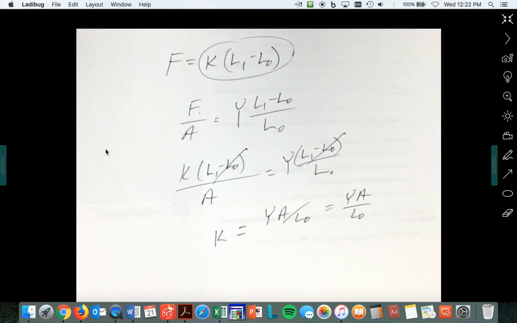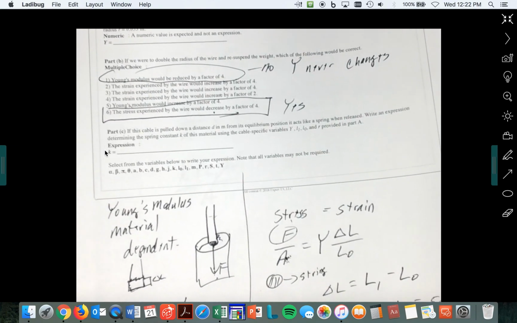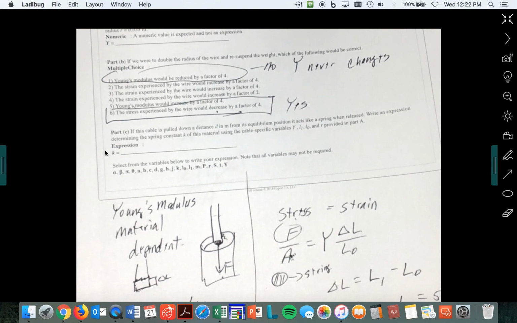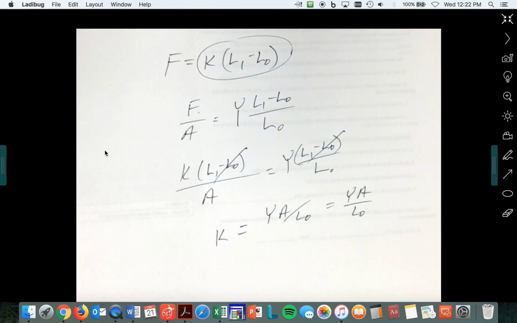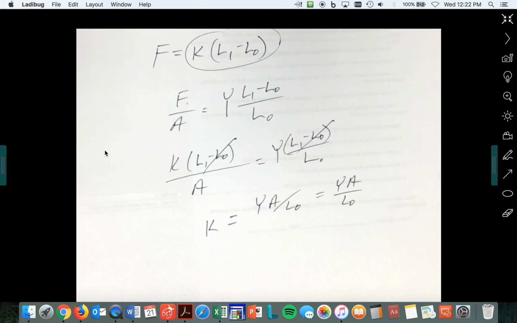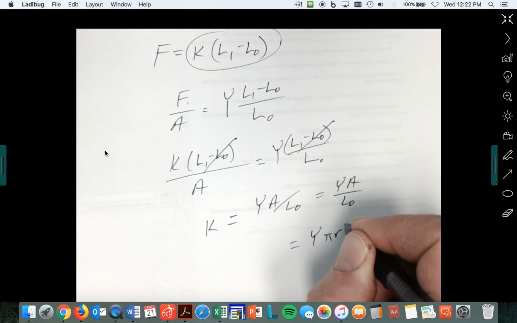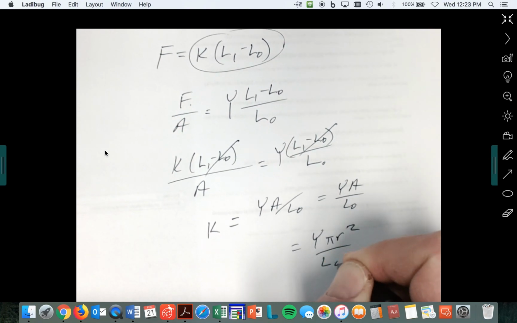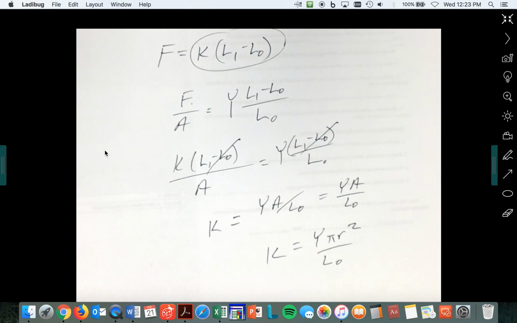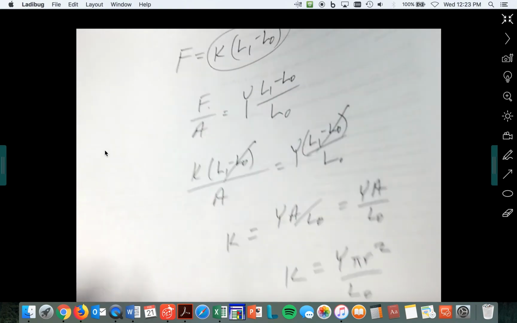Did they allow for us to use the variable A? No, they did not. So you've got to do this. Y pi r squared over L naught is equal to k. There you go. All right. That's good.